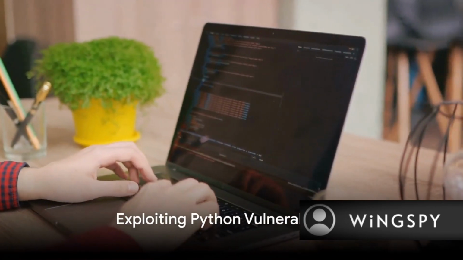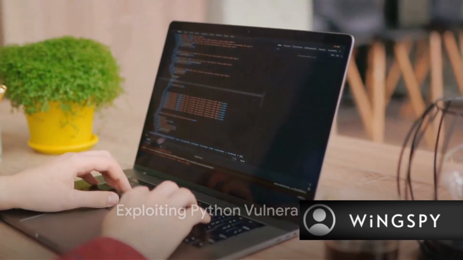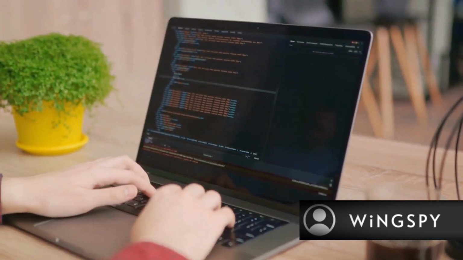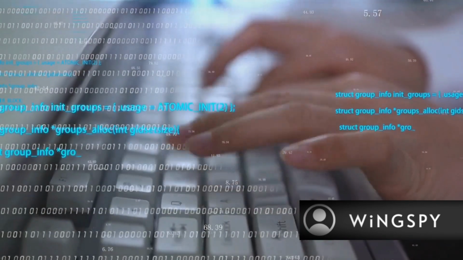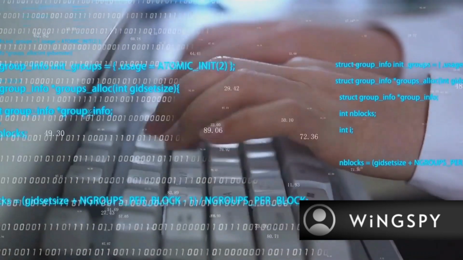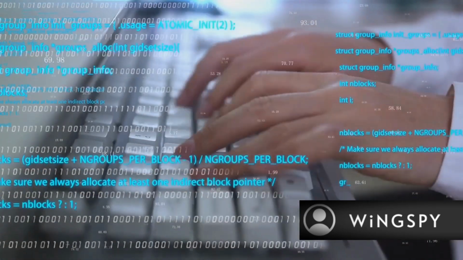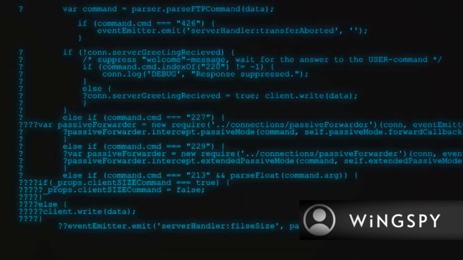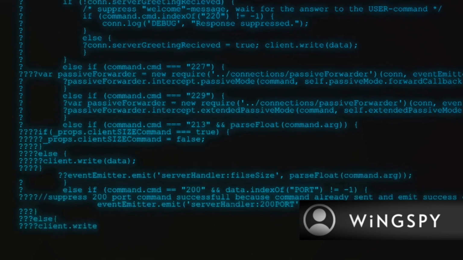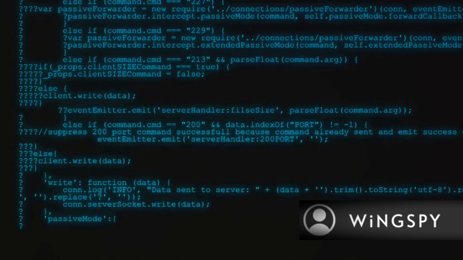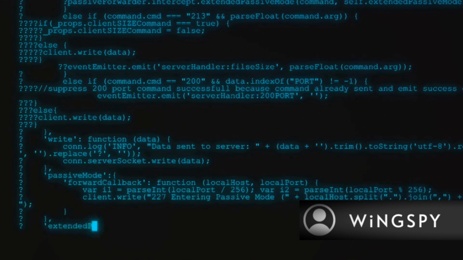Now, let's switch roles for a moment and think like an attacker. How would one exploit these vulnerabilities? Imagine you're dealing with a Python application that utilizes user input to perform certain functions. This is where code injection vulnerabilities can come into play. An attacker can manipulate the input in such a way that it runs malicious code within the application.